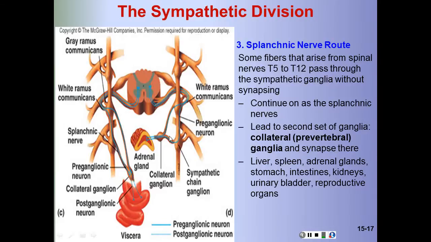So here's the collateral ganglia, where you're going to have the second set of ganglia, and they're going to synapse here with the postganglionic neurons, which will eventually go towards the target organs, the adrenal gland or the intestines.